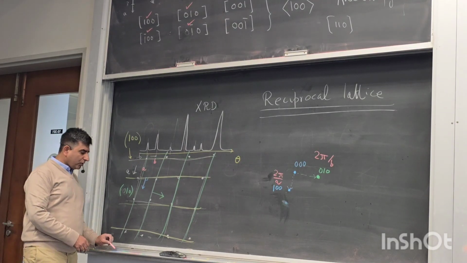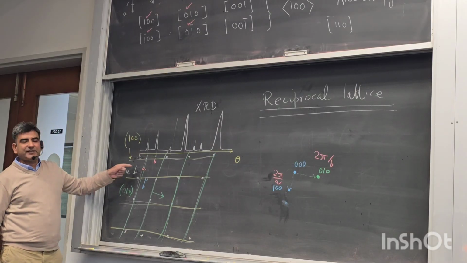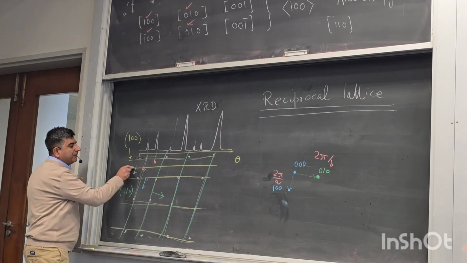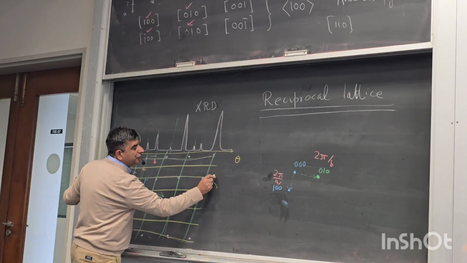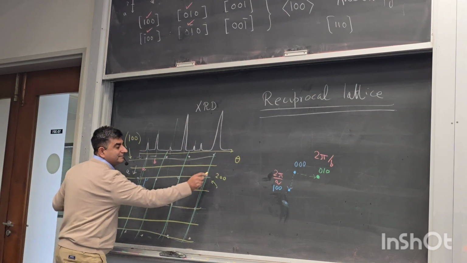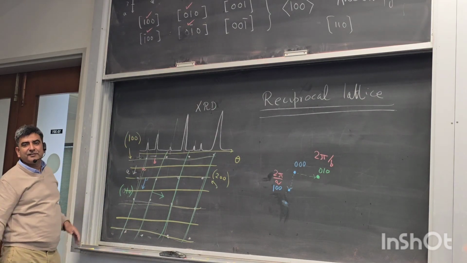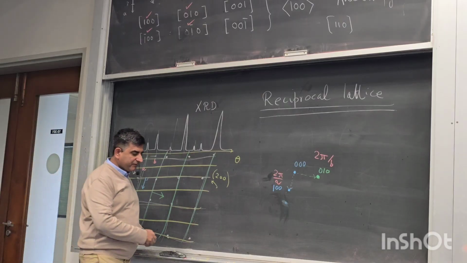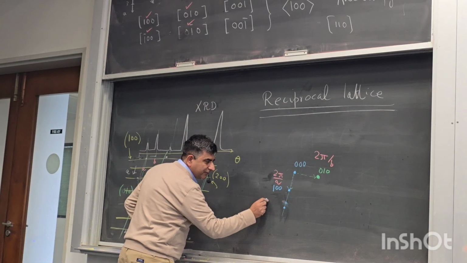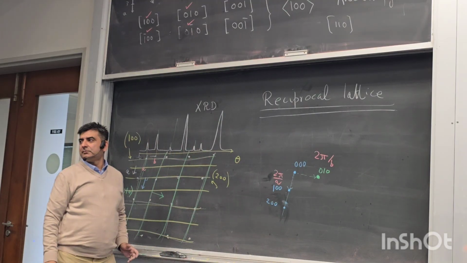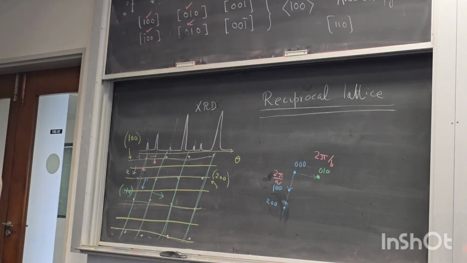Likewise, if I draw another set of planes, so these are the 1, 0, 0 planes, if I draw planes which are in between, these will be the 2, 0, 0 planes. They have less spacing, of A by 2. They will be further out in this direction in the reciprocal space. So you get another point here, 2, 0, 0. So this reciprocal point corresponds to the 2, 0, 0 planes.